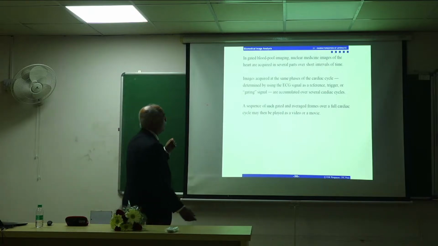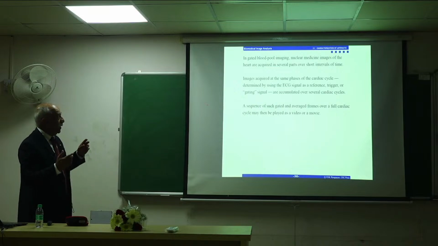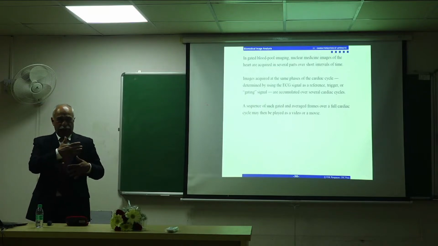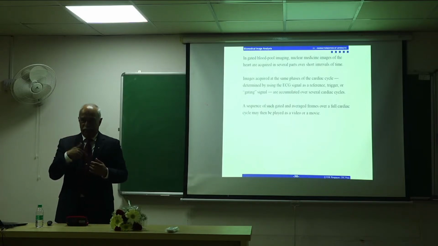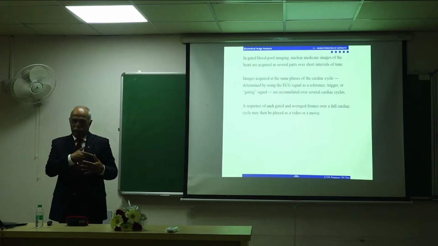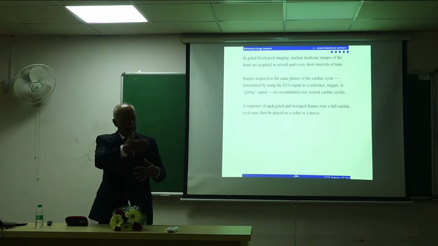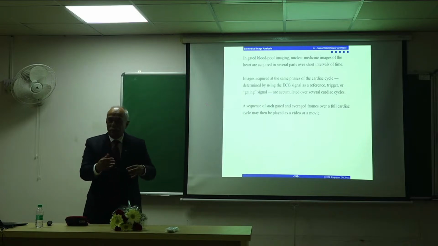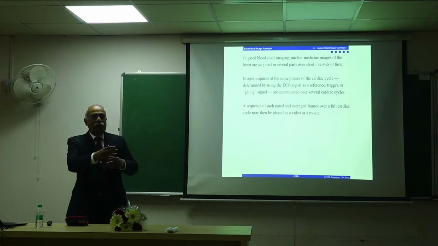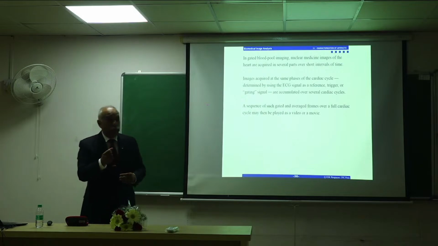In gated blood pool imaging, nuclear medicine images of the heart are acquired in several parts over short intervals of time. In nuclear medicine imaging, a radio isotope is injected and it is tagged so that it goes to a particular part of the body, such as the left ventricle, and then you take pictures. But to take a picture, it takes several seconds. The gamma camera needs to count photons over a few seconds. But over a few seconds, the heart has gone through multiple changes depending on the heart rate.